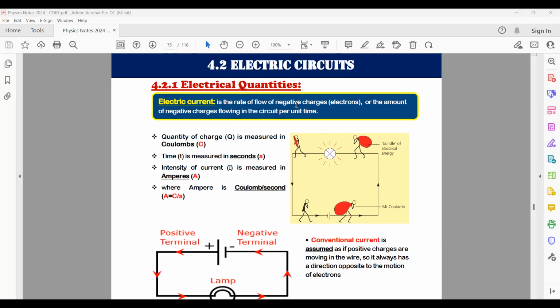So we want to know, how can we measure the quantity of charge? The quantity of charge is measured in coulombs. This is the unit of the charge. How many charges flow? Mr. Coulomb, one of the scientists, placed his name as a unit in order to be well known. And the number of charges that pass a certain point in 1 second is called current.